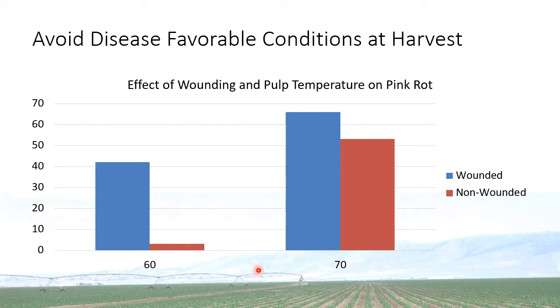And so just dropping the temperature from 70 to 60 with the pulp temperature caused a significant reduction in tubers that were wounded, but the reduction is even greater in non-wounded tubers, to the point where we're not getting much pink rot at all. So at harvest, if you can harvest cooler and avoid wounds, it's going to minimize the amount of pink rot that would develop going into storage.